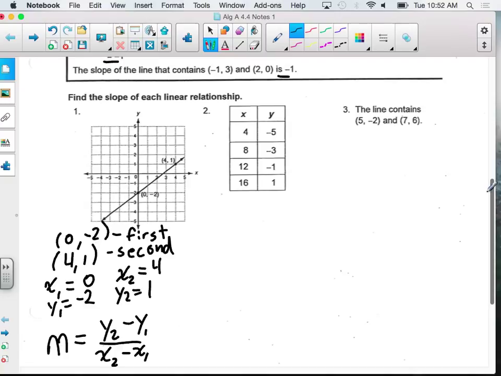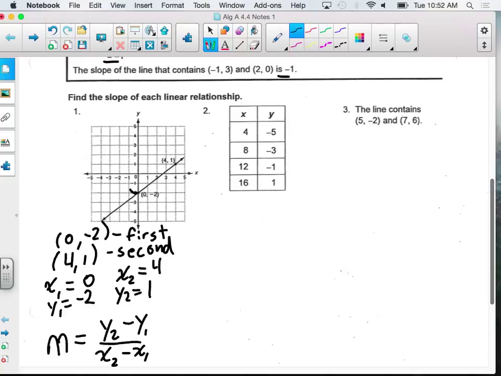Close. So it's positive because it's rising from left to right, right? So we have our 2 points. How did we find slope when we had graphs before in our other assignments? Rise over run, right? So if we have this point here, 0, -2, how many units up do we have to move?